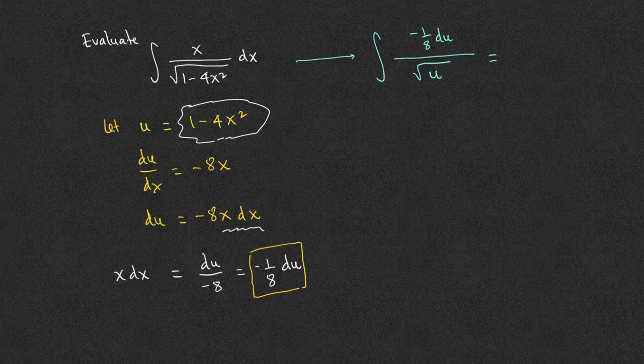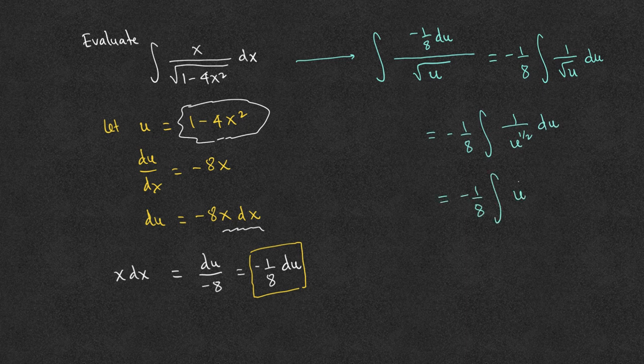Negative 1 over 8 is a constant multiple, so we can move it to the front of the integral sign. We end up with 1 over the square root of u du. In order to use the power rule, we would rewrite this as 1 over u to the 1/2, but this is not quite the power form yet. This is negative 1 over 8, the integral of u to the negative 1/2. We bring the expression in the denominator into the numerator and change the power to negative. We can now use the power rule. The negative 1 over 8 is the constant multiple, so we rewrite it.